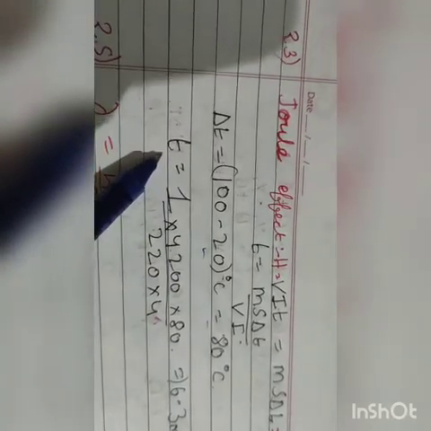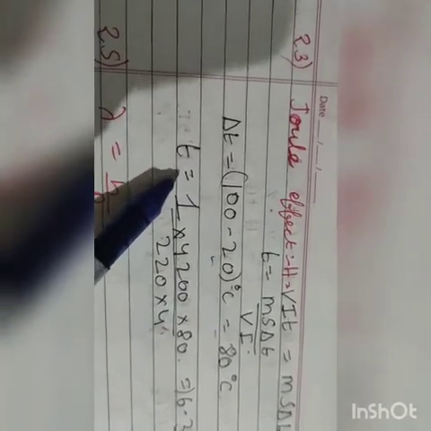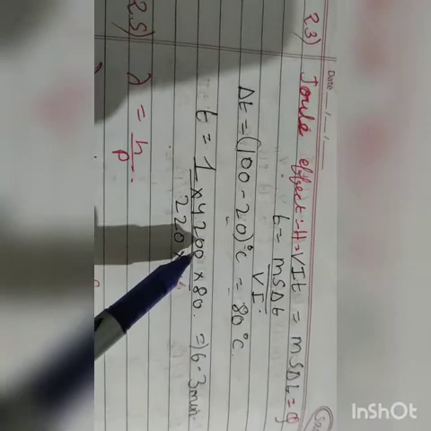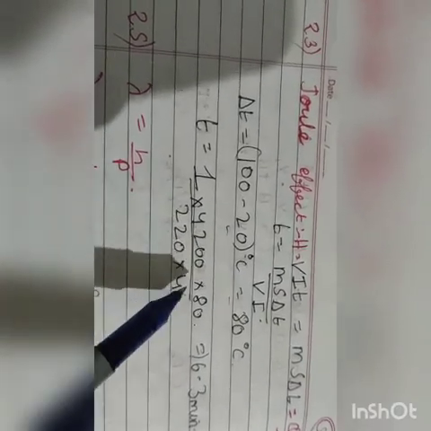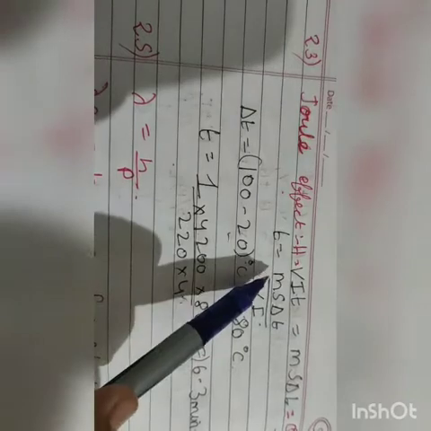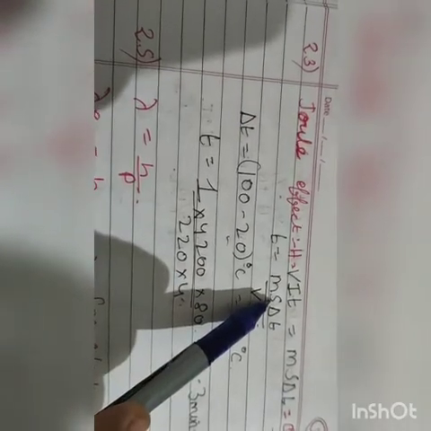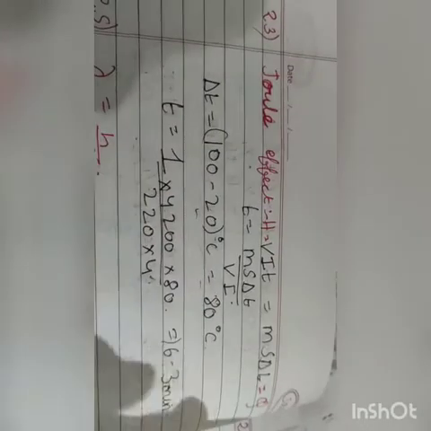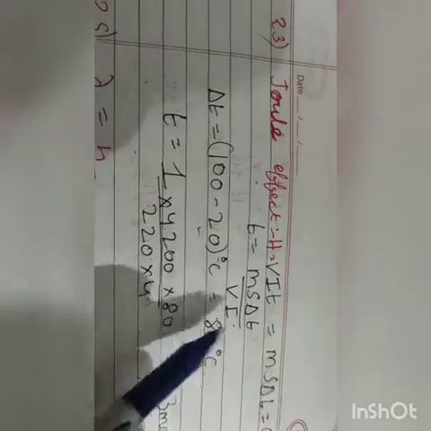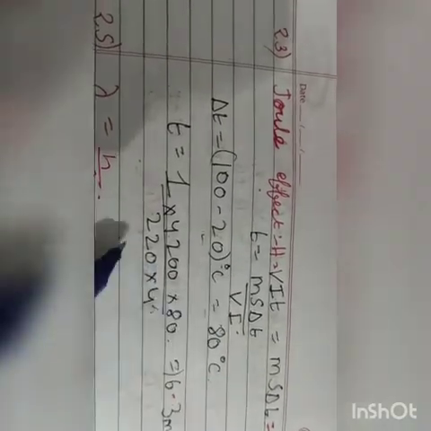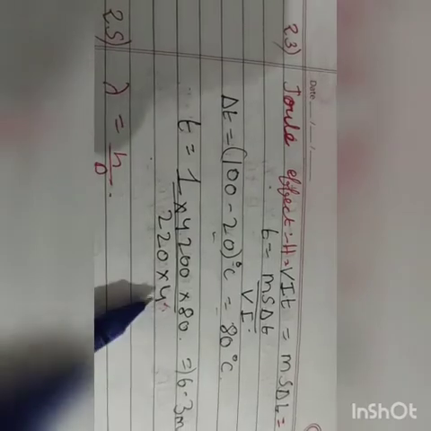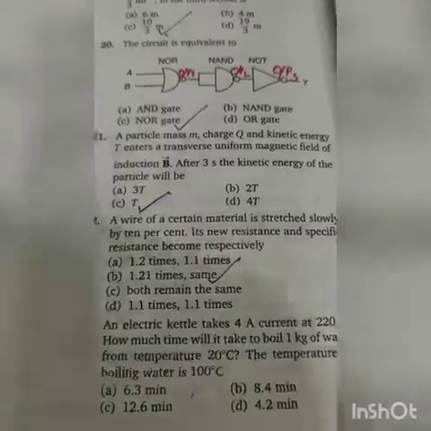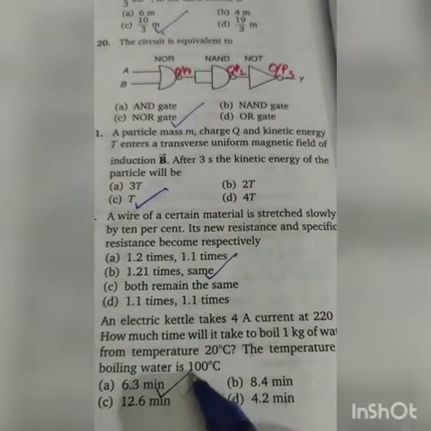So time is equal to 1 into 4200 into 80 by 220 into 4. As we know, mass is 1, S is the specific heat capacity 4200, delta T is here 80, V is equal to 220 volt, and current is 4. So our correct option is 6.3 minute.